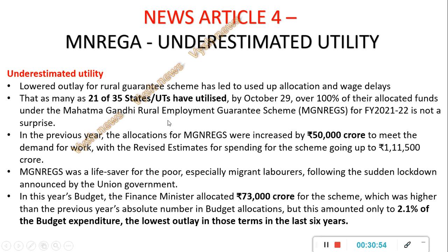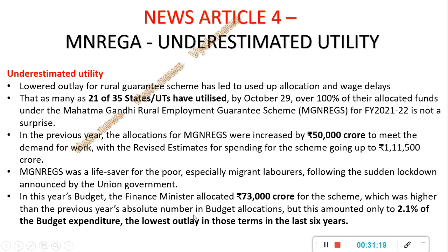So if you see in the previous year, the funding was increased by 50,000 crore. Okay, this BJP government, Modi government has continued the scheme. They did not scrap the Congress scheme or something. The scheme is there and the fund is also increased. Fund was increased to 50,000 crore and this year it is allocated 73,000 crore, which is again higher than the previous year. So it is increasing and increasing. But again, if you see the ratio, it is only 2.1% of the budget expenditure. Okay, the remaining 98% is going somewhere else.